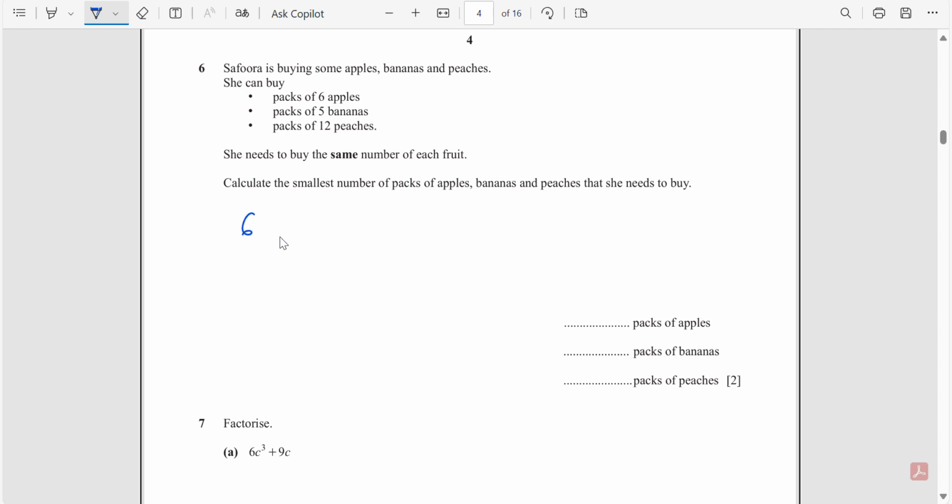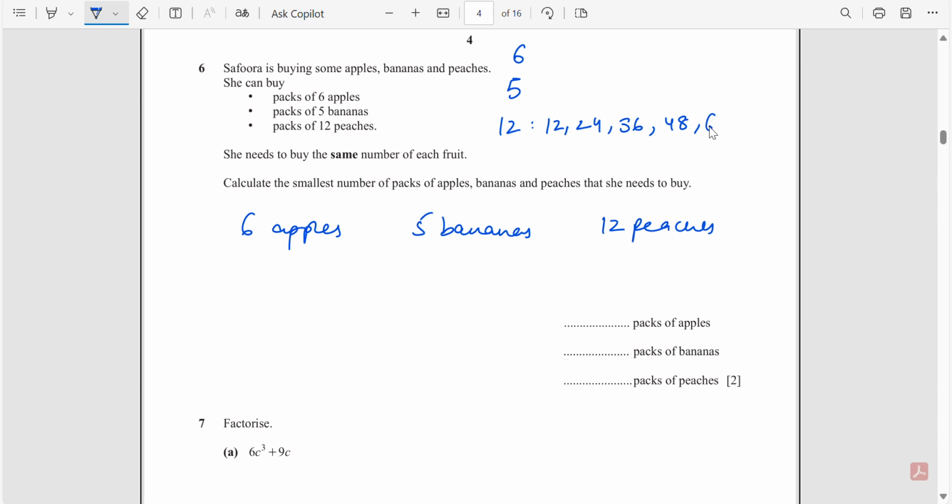So she needs 6 apples, 5 bananas, and 12 peaches. So we need to see what multiple they have in common. So we can write 6, 5, and 12. Now as 12 is the biggest number, let's just start from here. 12. Now, does 12 come in any of these tables? No. 24? No. 36? No. 48? No. 60? Yes. 60 comes in the table of 5 and in the table of 6. So this will be the number we want.